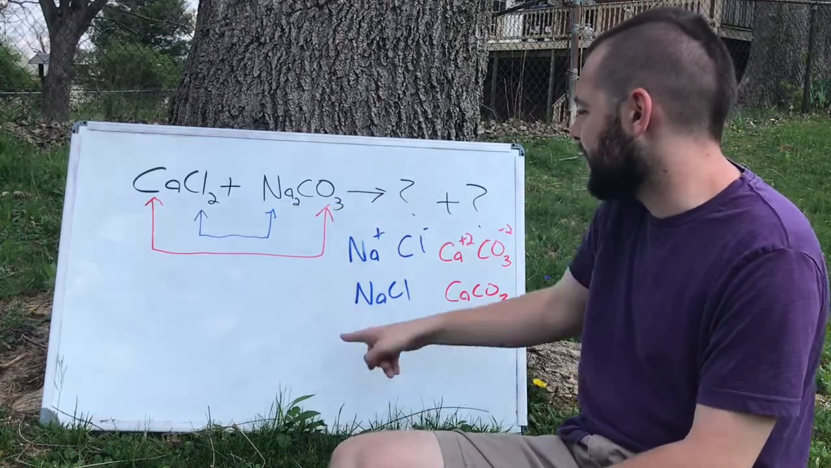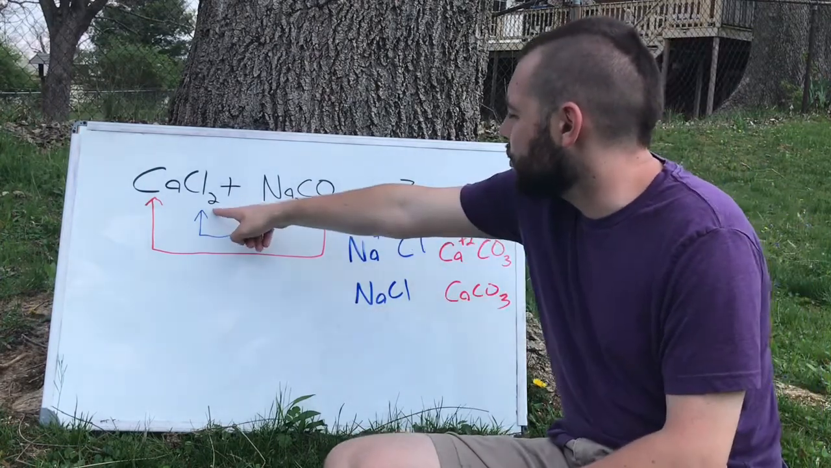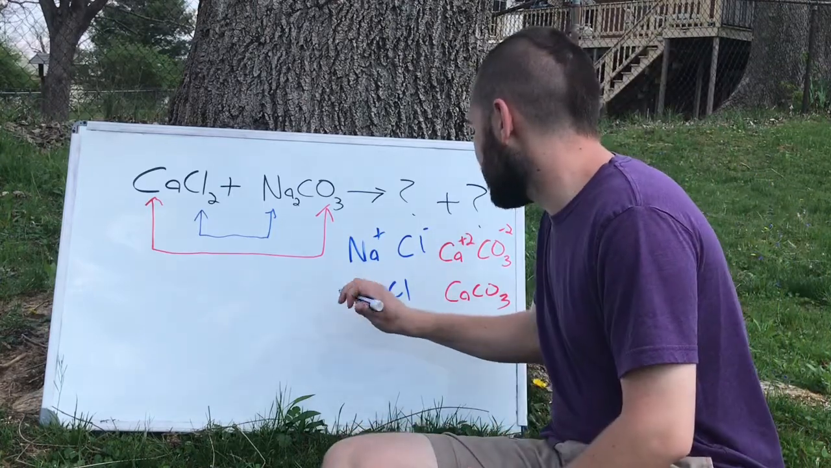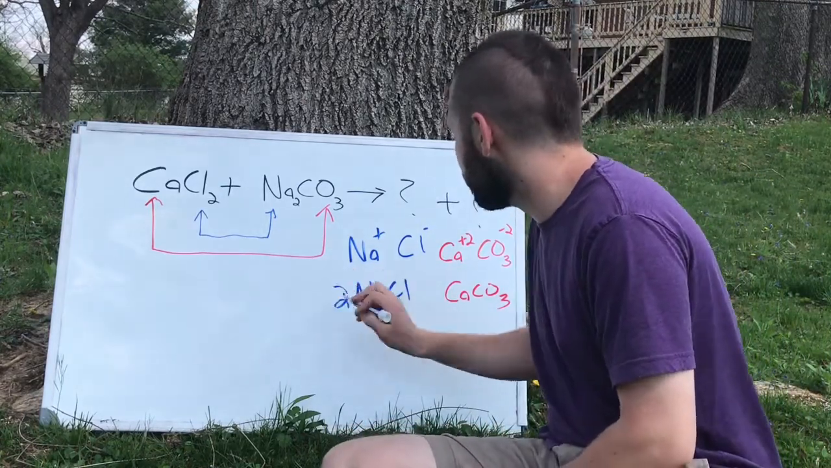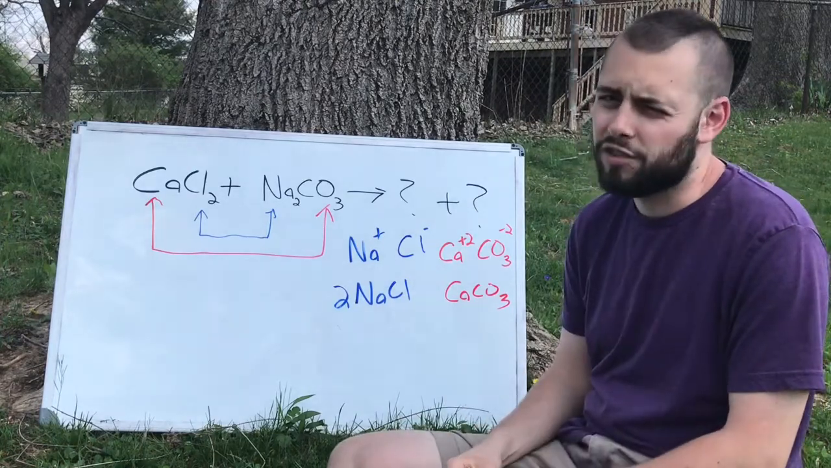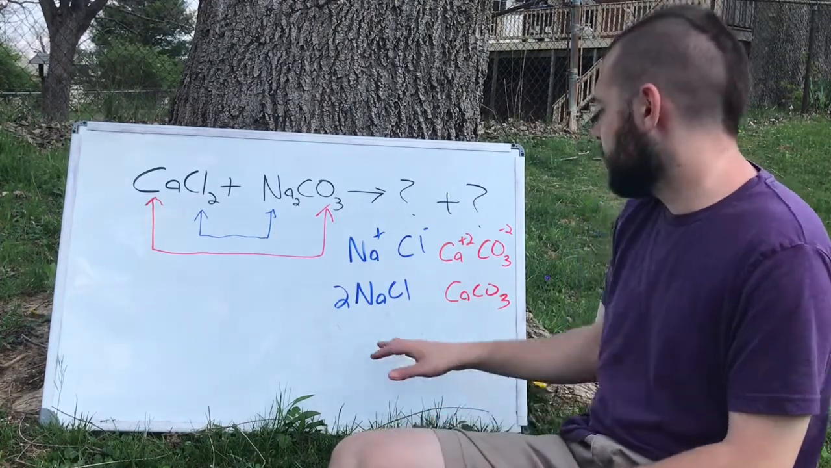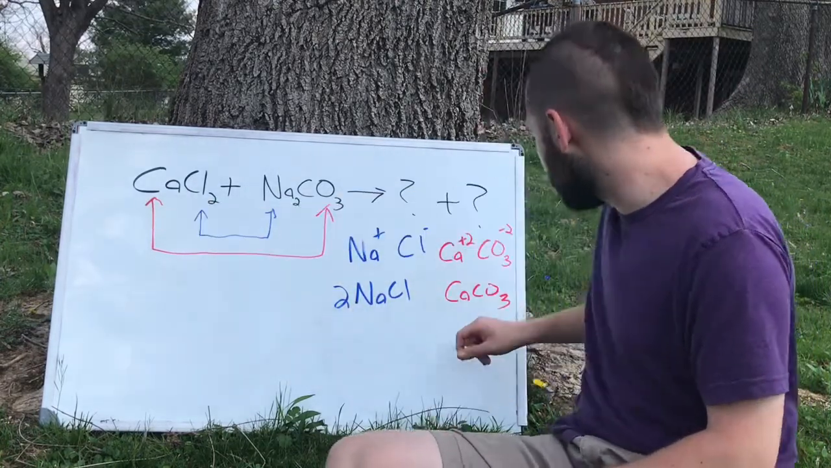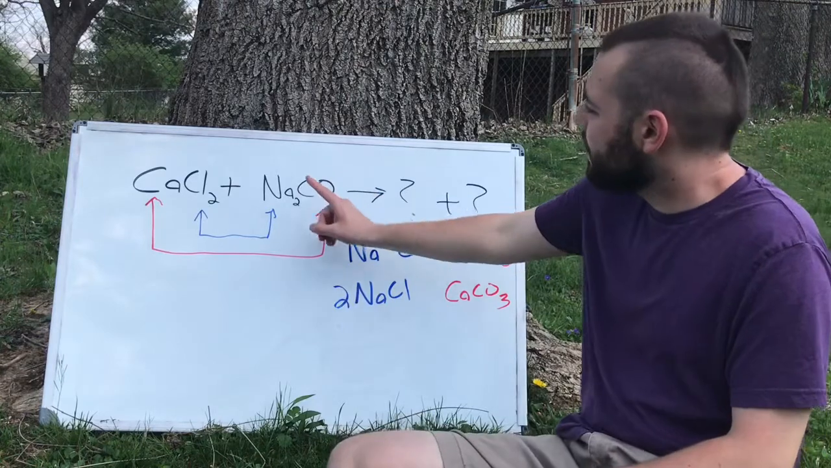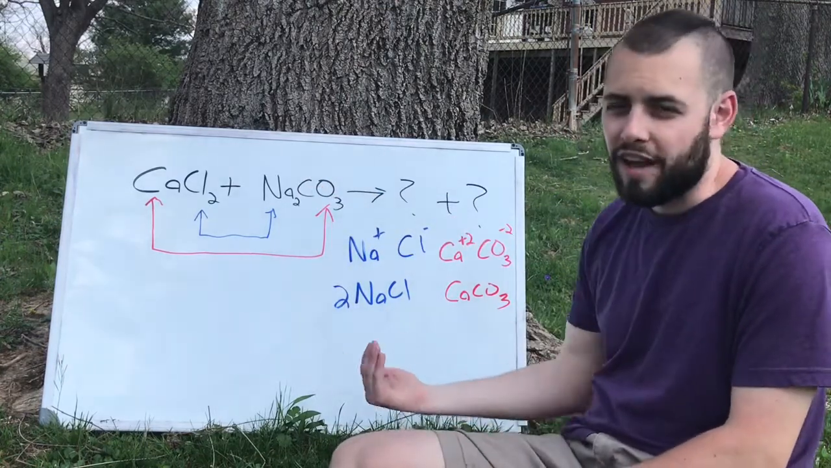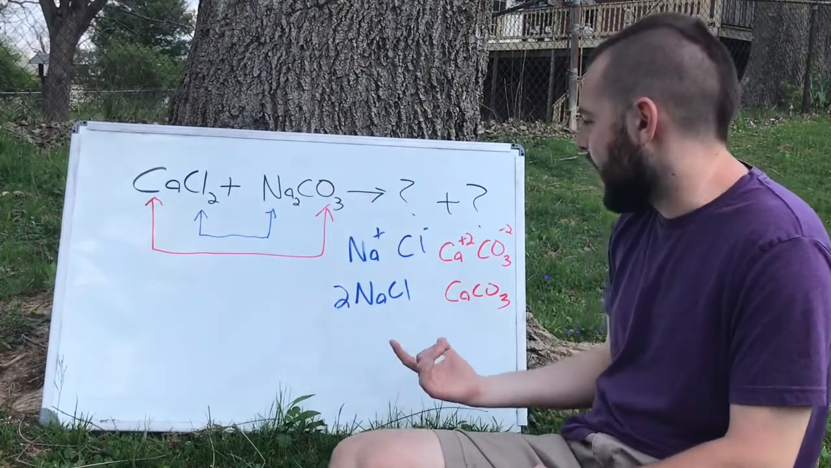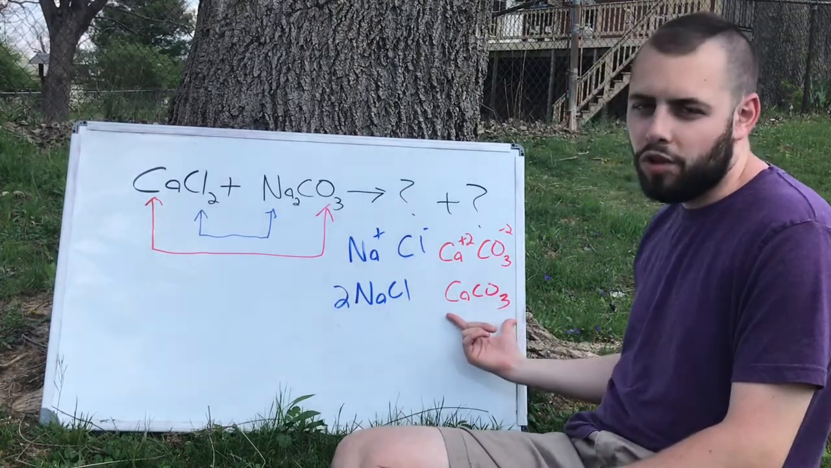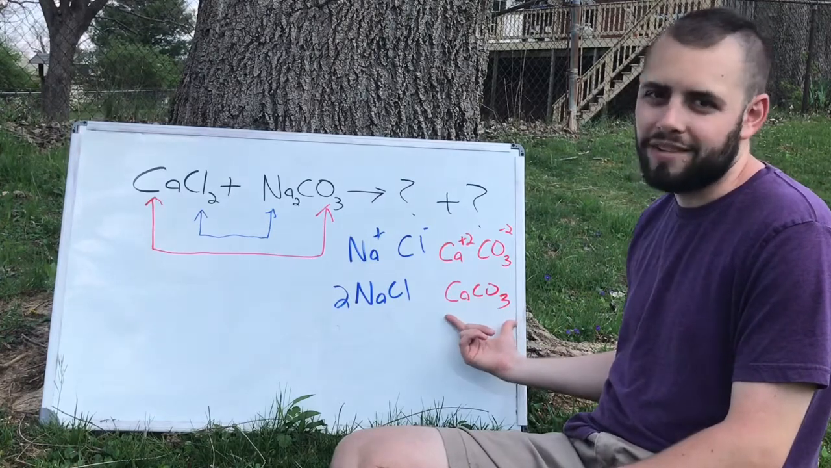Now again, this is not balanced yet. 2 sodiums over here, only 1 sodium here. 2 chlorines here, only 1 chlorine here. I'm just going to need to put a coefficient in here to make sure that it's a balanced reaction. Now it's good. 2 sodiums, 2 sodiums, 2 chlorines, 2 chlorines, 1 calcium, 1 calcium, 1 carbonate, 1 carbonate. So I've done it. I've predicted the products of this reaction. I'm going to make 2 molecules of sodium chloride and 1 molecule of calcium carbonate.